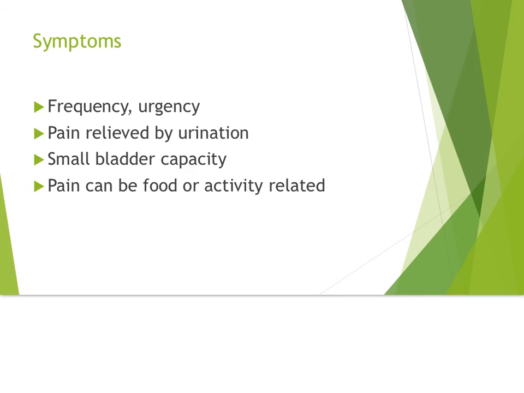Some of the signs and symptoms that are associated with cystitis include frequency and urgency of urination. There's pain, often of the mucosa of the bladder, but the pain is relieved by urination, but then comes back once the bladder starts to fill again. They have what we call a small bladder capacity, meaning that they are not able to hold a tremendous amount of urine. And as I was saying, different things set off episodes of the cystitis, but it can be related to food or activity.